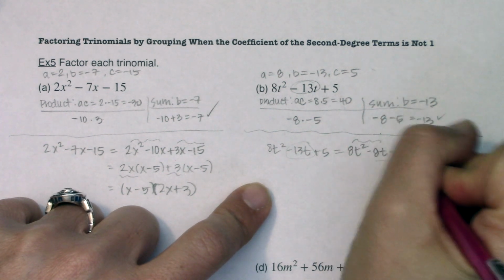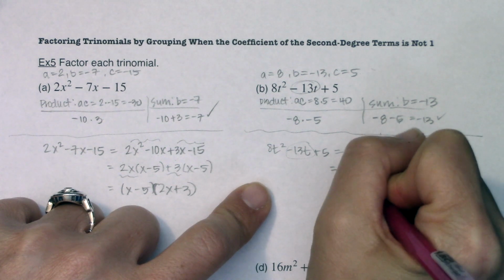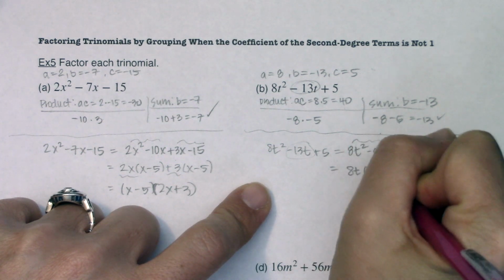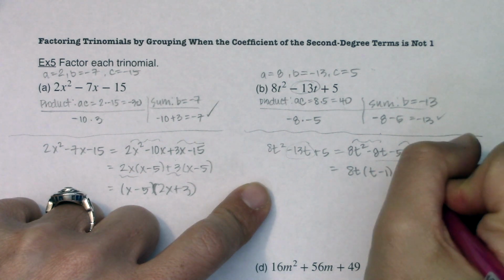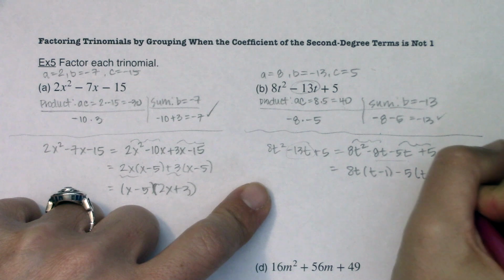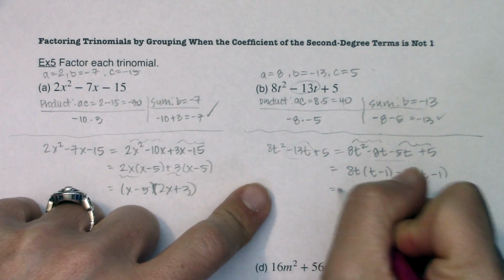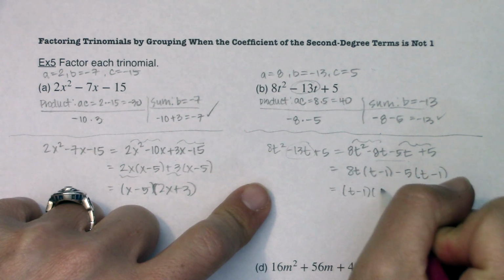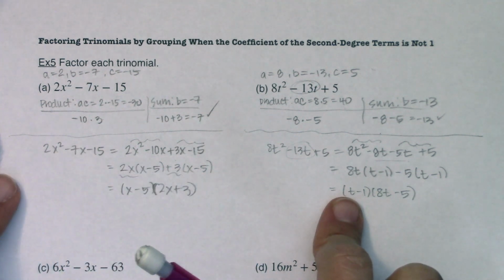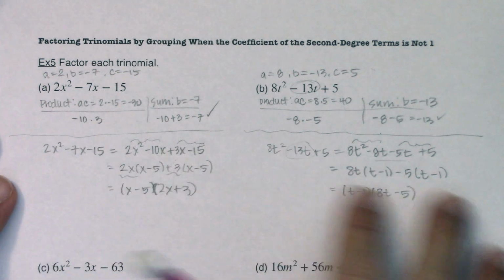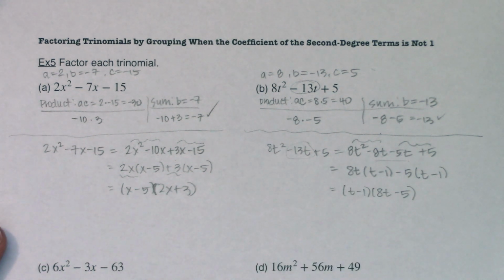All right, let's group. First two, last two. The GCF of 8t squared and 8t is 8t. I'm going to be left with t minus 1. I've got -5t plus 5. Let me take out -5 instead of just +5 and get t minus 1. That makes that back binomial match. I can factor out the t minus 1, and I am left with 8t minus 5. Right? Which I can always check by foiling. That's the lovely thing in this. Foil these back out, you're going to get to your original expression.